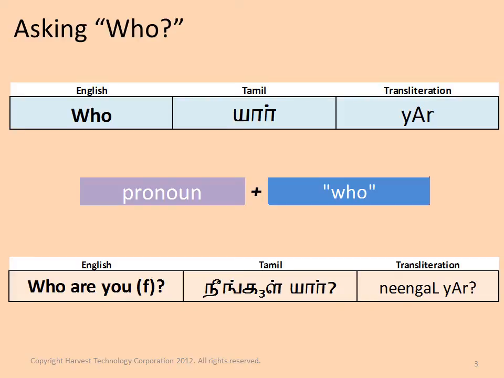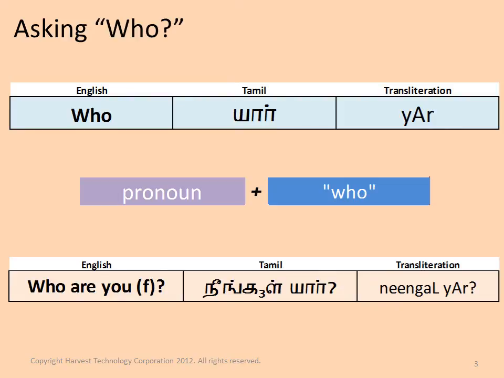So asking who. So the word for who is yar. Yar. So in English, you say who are you. You use the question word and then the pronoun, who are you, or who is he. It's question and then the pronoun. But in Thummer, it's the pronoun plus the question word.